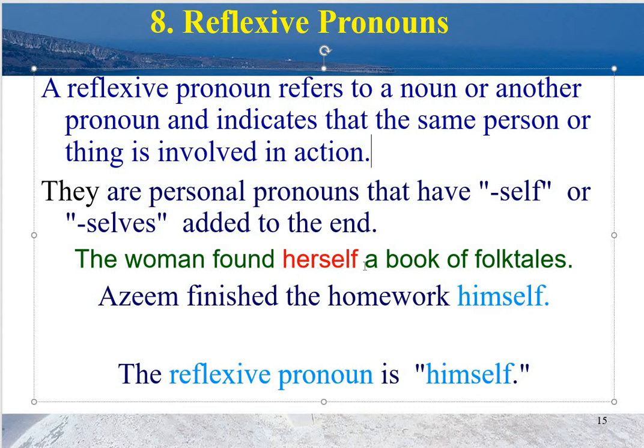The woman found herself a book of folk tales. Azim finished the homework himself. The reflexive pronoun is himself. In this sentence, herself is reflexive pronoun, and in the second sentence, himself is a reflexive pronoun. Okay.